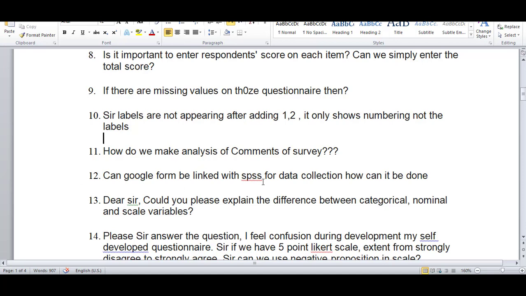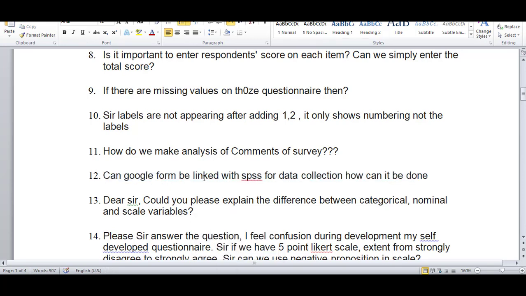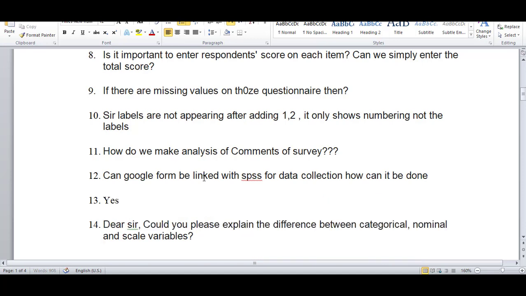Can Google Form be linked with SPSS for data collection? How can it be done? Yes, it can be linked. Again, I need to make a separate video for it because it takes time, and for the time being, I would say yes, it can be done, and I'll make a short video and upload it on the YouTube channel.